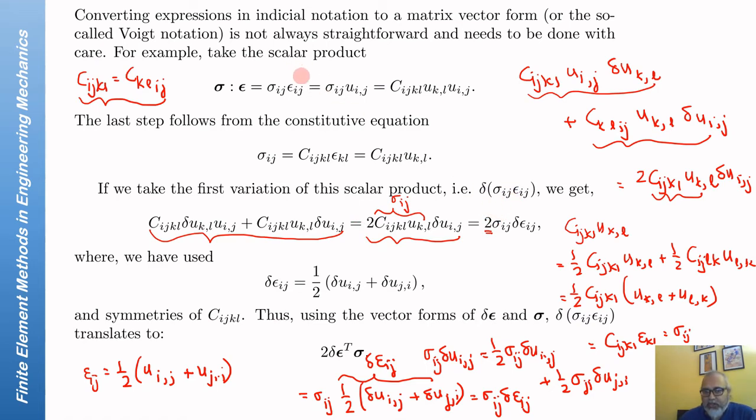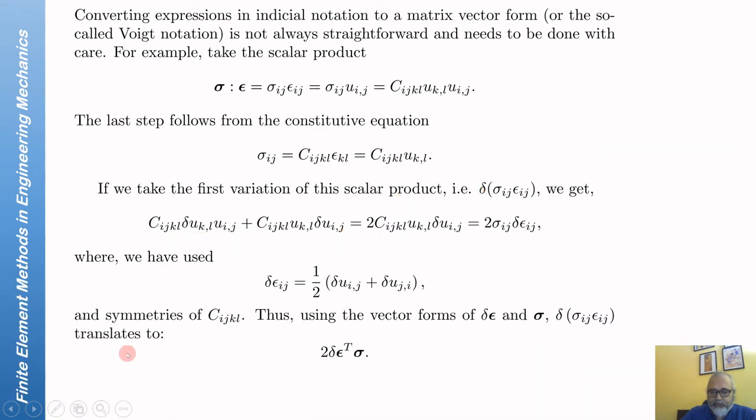One thing you already see here is that this 2 is a surprise, because this is not exactly what you expect it to be. Let's see why. Now that I have established that, what I have established is that the delta of this quantity is equal to 2 times sigma ij delta epsilon ij.